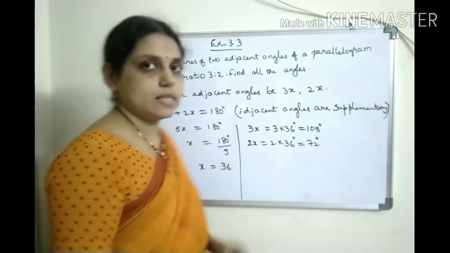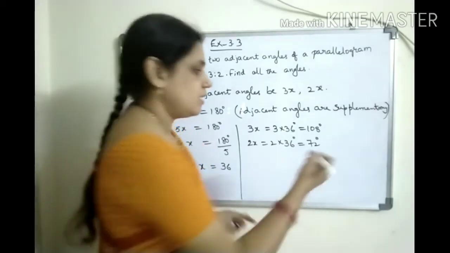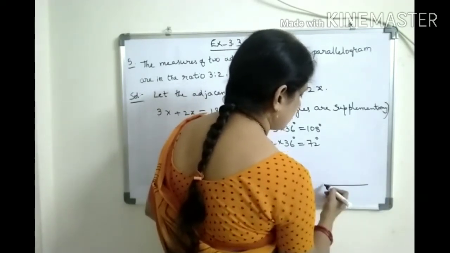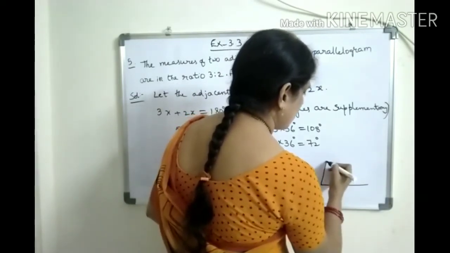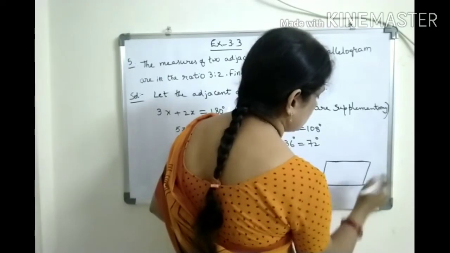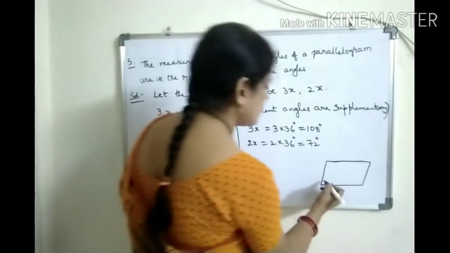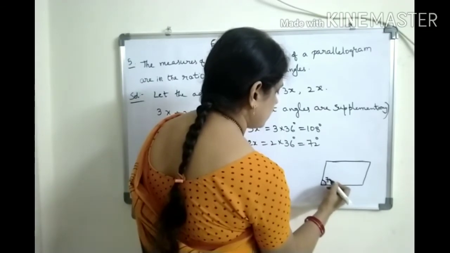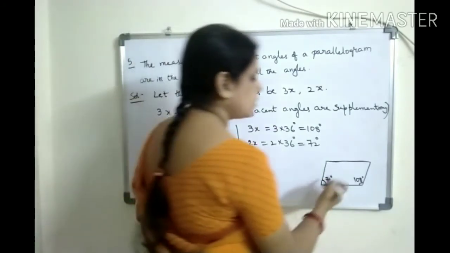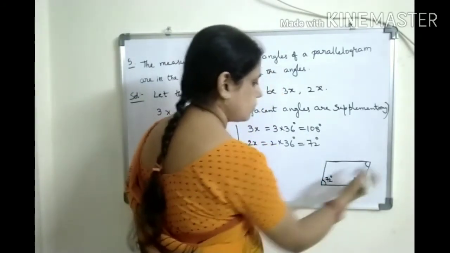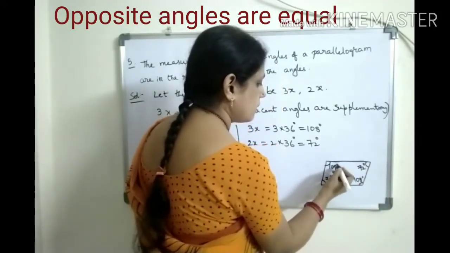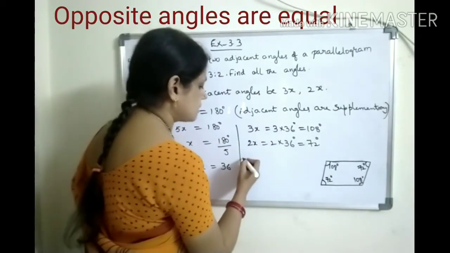Then we got two angles. Then what about the other two angles? Once we draw the figure, we will understand. So just one rough sketch of a parallelogram. Here adjacent angles may be 72 degrees and 108. Two adjacent angles we got. Then what should be this angle? These two are opposite, so it should be 72. And for this, opposite is this one, this should be 108.